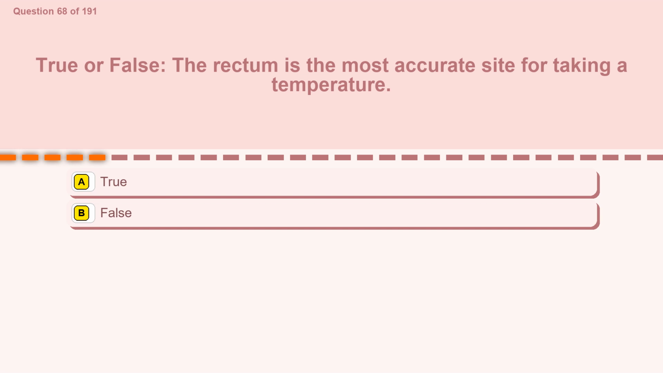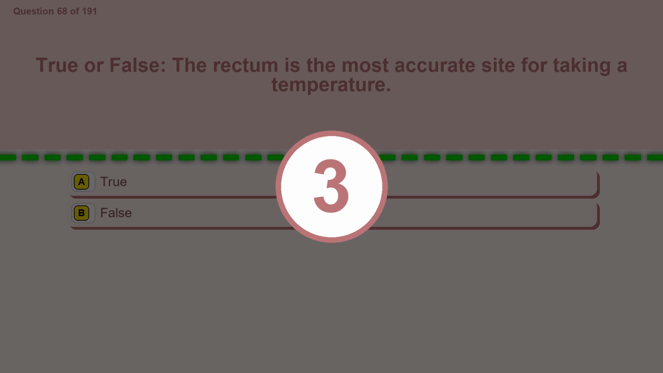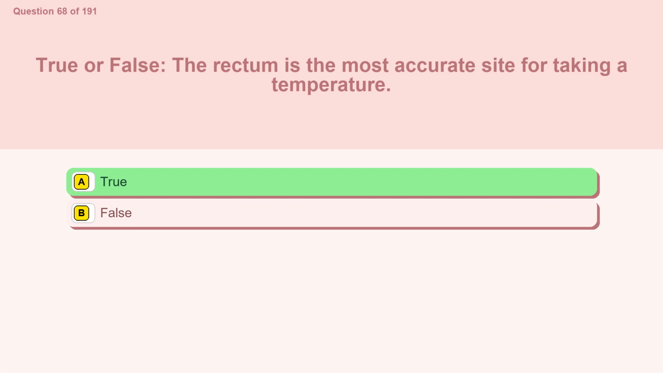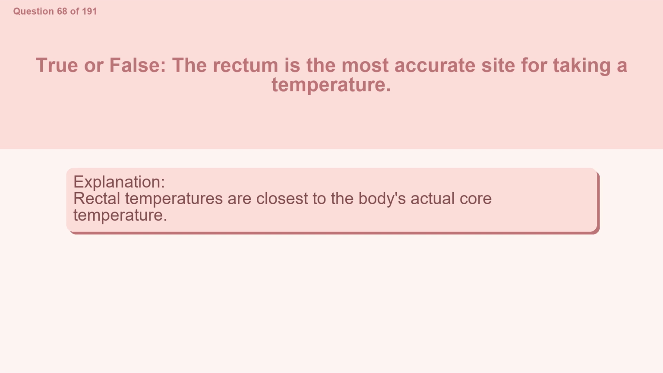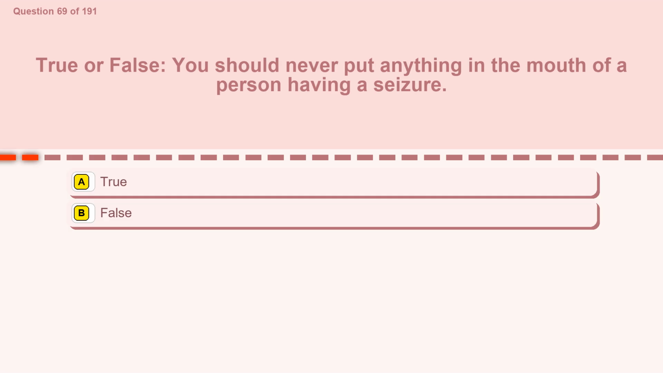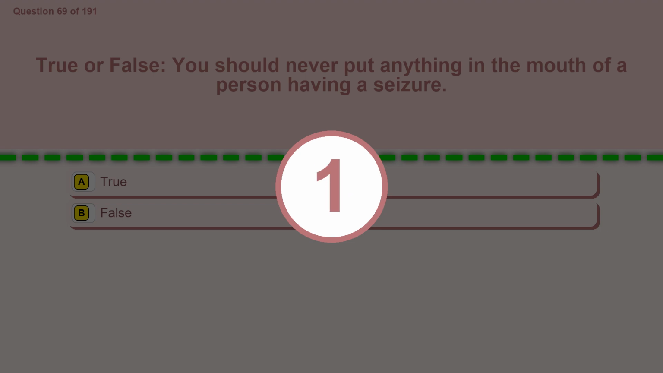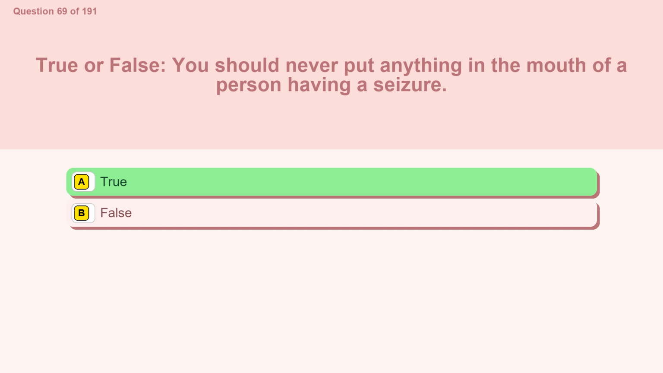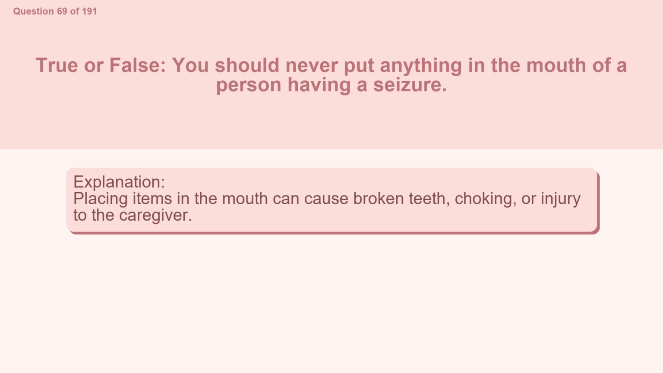Question 68. True or false, the rectum is the most accurate site for taking a temperature? Option A, true. Option B, false. The correct answer is option A, true. Rectal temperatures are closest to the body's actual core temperature. Question 69. True or false, you should never put anything in the mouth of a person having a seizure? Option A, true. Option B, false. The correct answer is option A, true. Placing items in the mouth can cause broken teeth, choking, or injury to the caregiver.